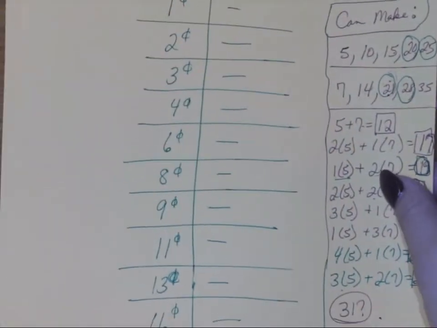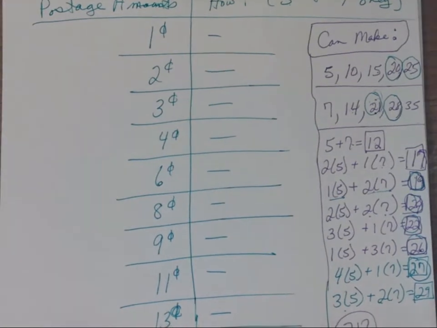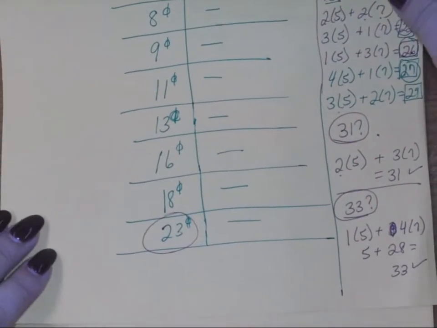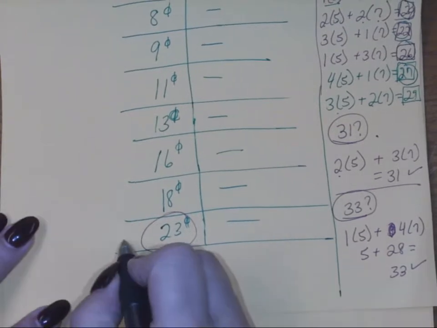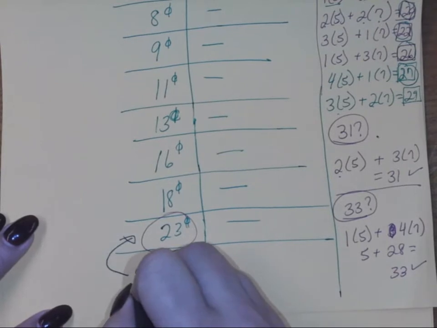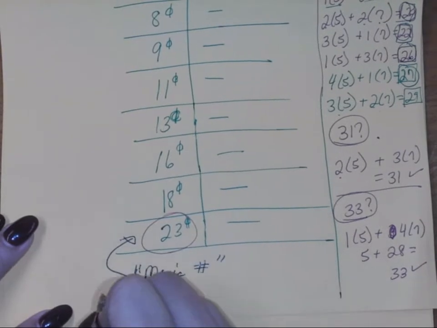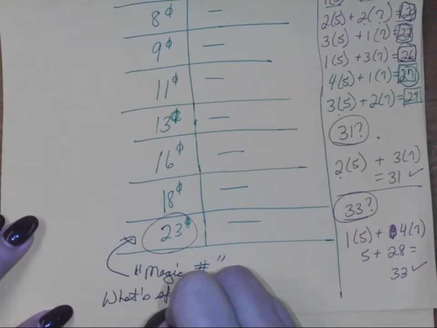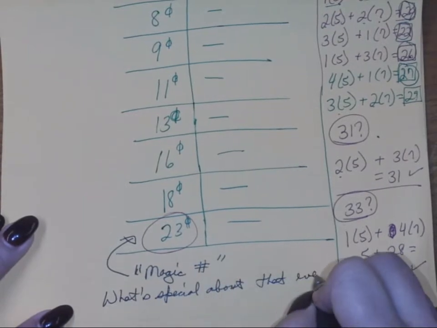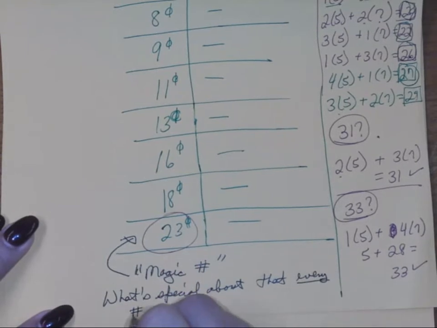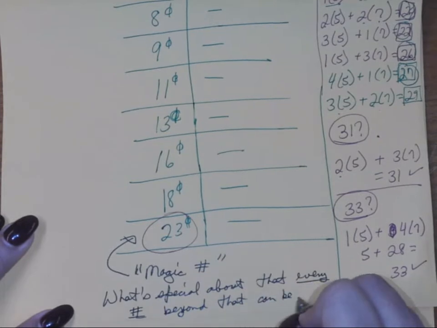So it looks like the only numbers that are impossible are these numbers here. I've got 1, 2, 3, 4, 6, 8, and 9, 11, 13, 16, 18, and 23. So there's kind of a magical little something. I'm going to call it the magic number. About 23. So what's special about 23? That every number beyond that can be made.